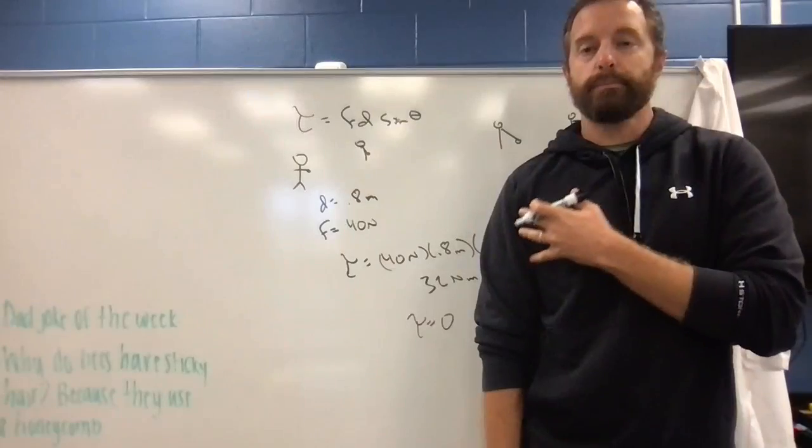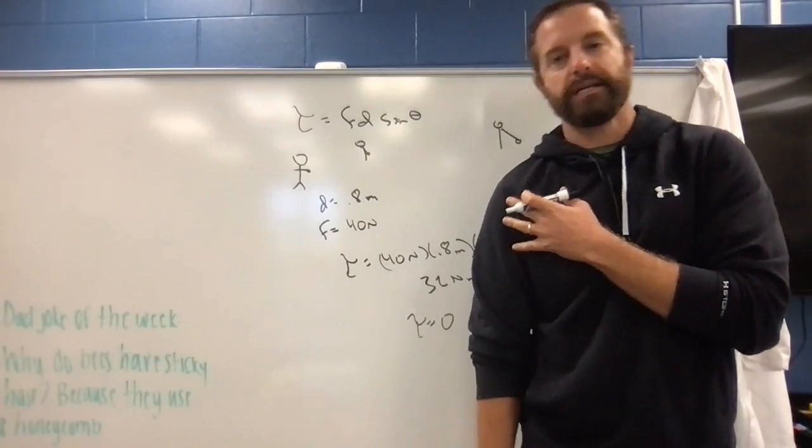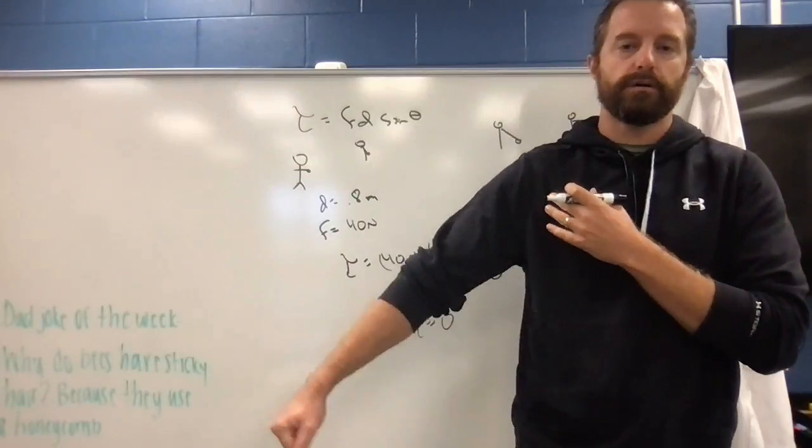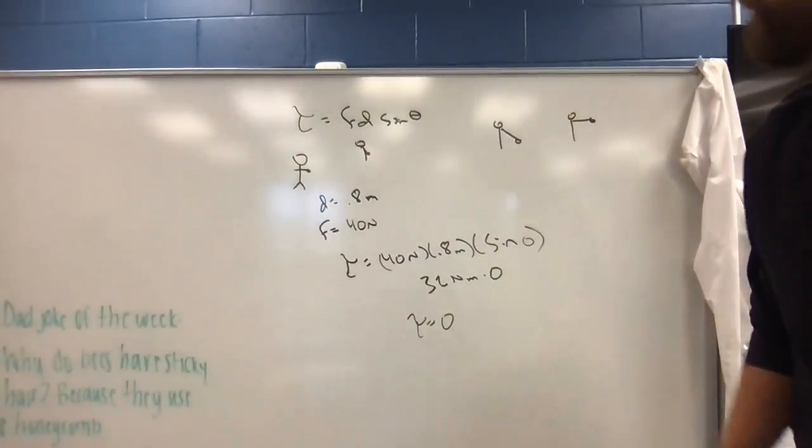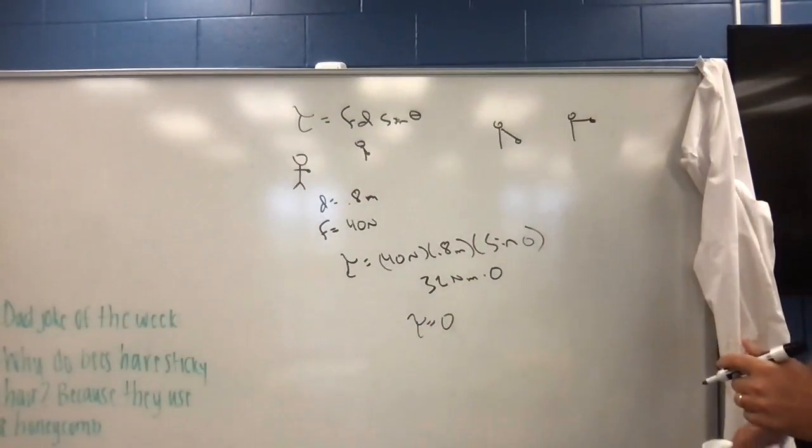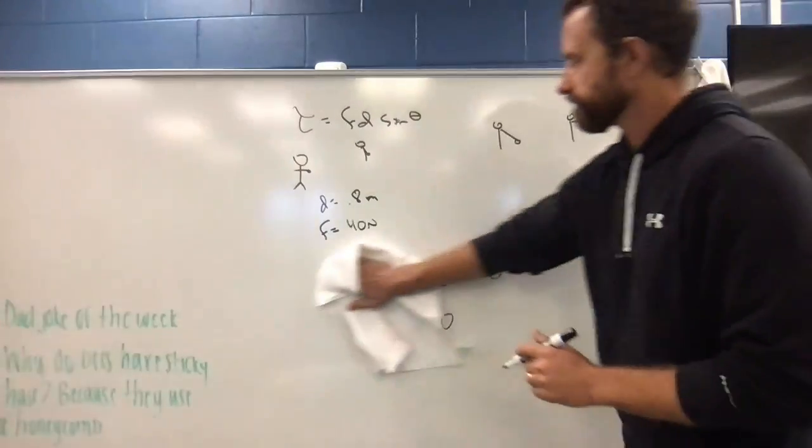Now, it doesn't mean your arm's not applying a force. You're holding it up to keep it from dropping to the ground, but you're not applying any torque, which is why it's not rotating. So the first one there would be 0. What about the 45? Try and do that one on your own first.